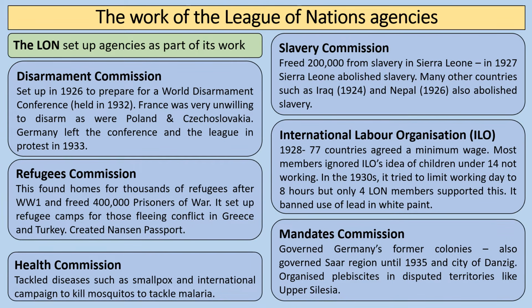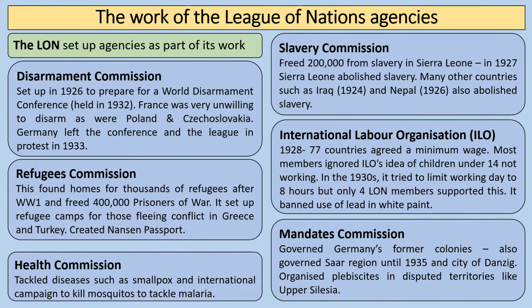So we mentioned before about the work of the League of Nations agencies, and it's important that you are aware of some of the work of these different agencies. So the first agency is the Disarmament Commission. That's set up in 1926 to prepare for a World Disarmament Conference, which is actually held in 1932.